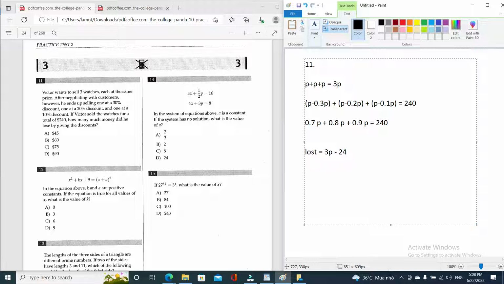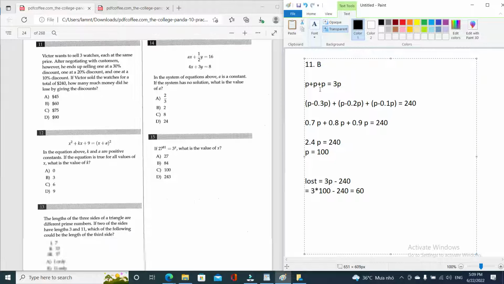Whatever P is, we have to take the original money minus 240, because that's the actual sale, right? 0.7 plus 0.8 plus 0.9 is actually 2.4. P is equal to 240 over 2.4, so easily we can solve for P, which is 100. So the loss is 3P minus 240, which is 3 times 100, which is 300 minus 240, which is $60. So the answer is B.